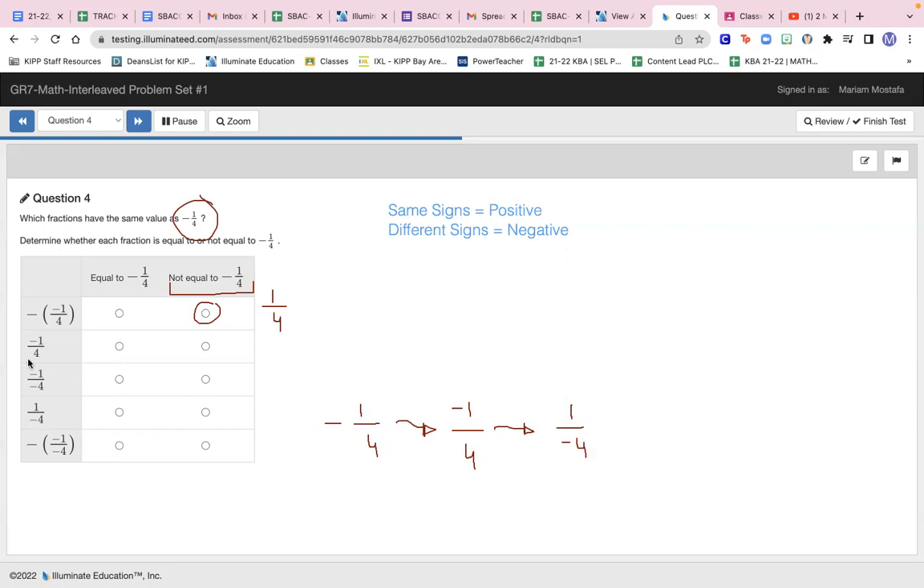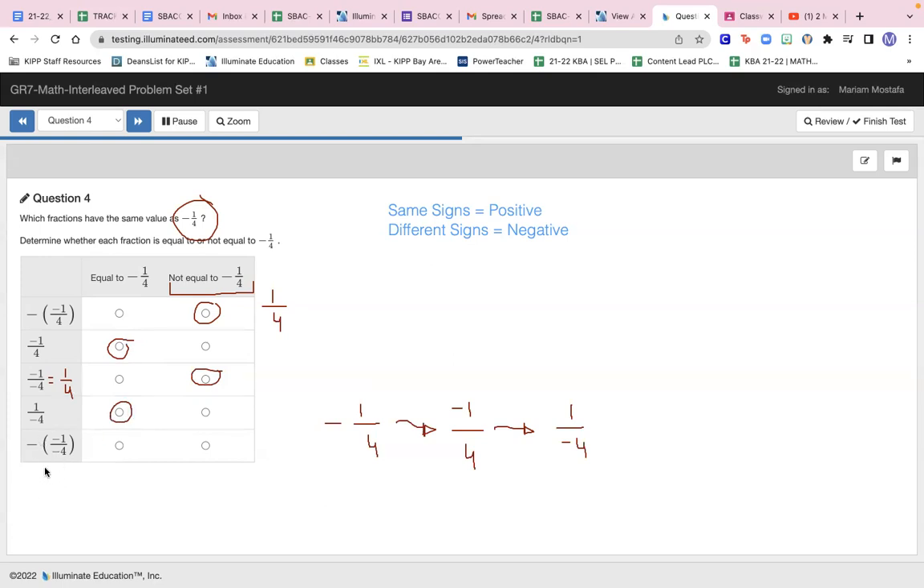So the -1/4, yeah, that's the same. It's still -1/4. Here you have the same signs, two negatives, right? So that would give me a positive 1/4 because they're the same signs and same signs is positive. So that would be not equal to -1/4 because it's not negative. Here, like I said, 1/-4 is still a negative fraction, so they still equal the same.